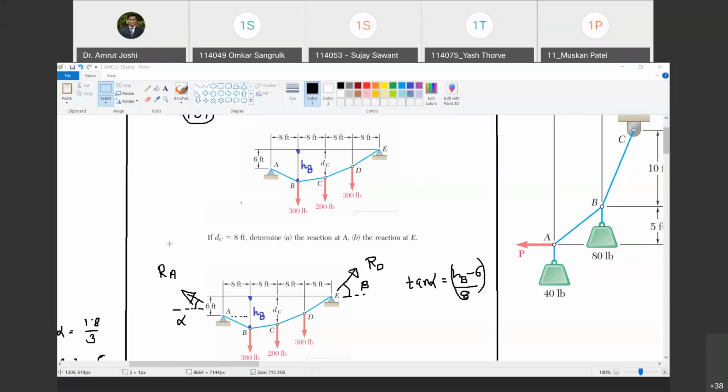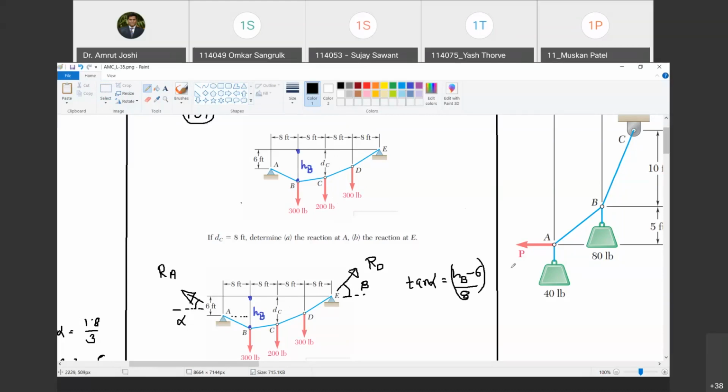Now, Muskan, can you read the problem statement once again? Yes, sir. If DC is 8 feet, determine A, the reaction at A, B, the reaction at E. So we have to determine the reaction at A and E, knowing that the value of DC is 8 feet. Are you with me? This HB now is not required. Anyway, that doesn't matter. Even if we write it that way, it's given as 8 feet.